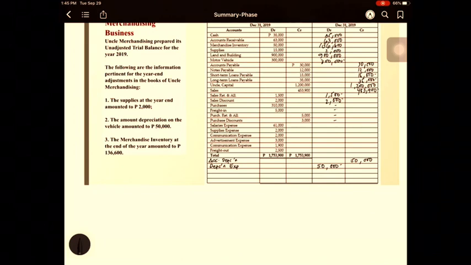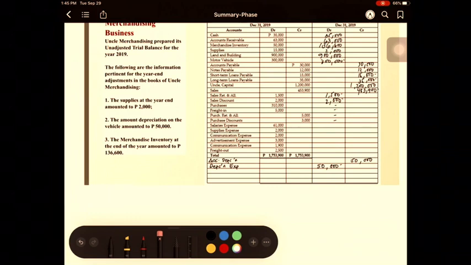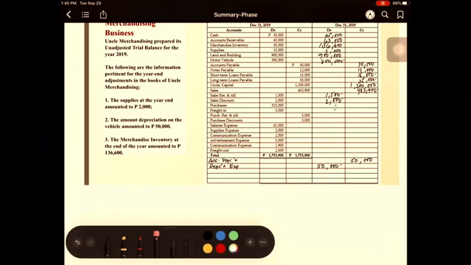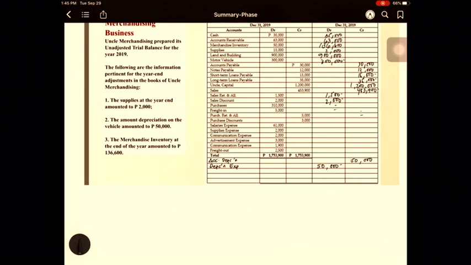Next, we copy your expenses. Salaries expense is not affected by the adjustment, 61,000. How about your supplies expense? Yes, we adjusted your supplies expense. We debited an additional 13,000, so your supplies expense should now be equal to 15,000 pesos. We have two communication expenses here again. Alright, let's just use them.